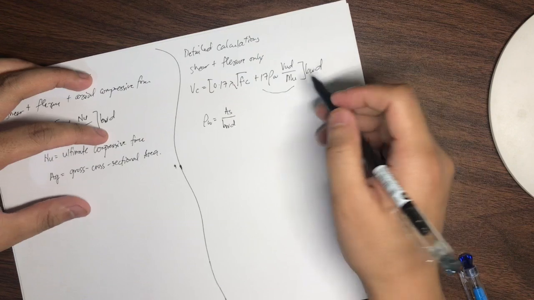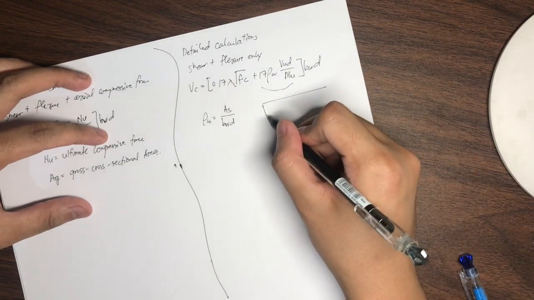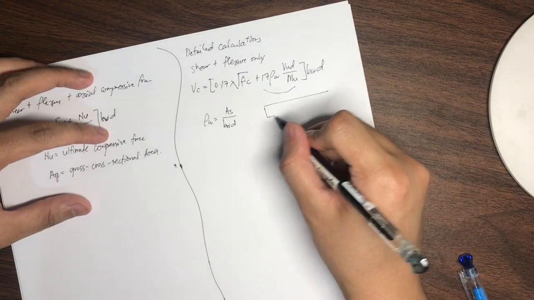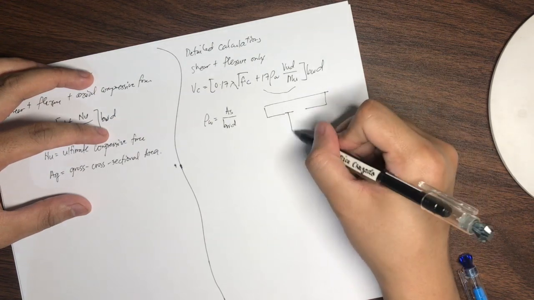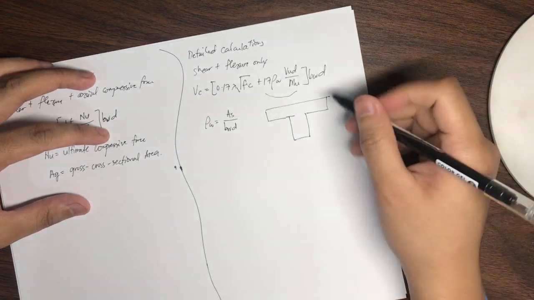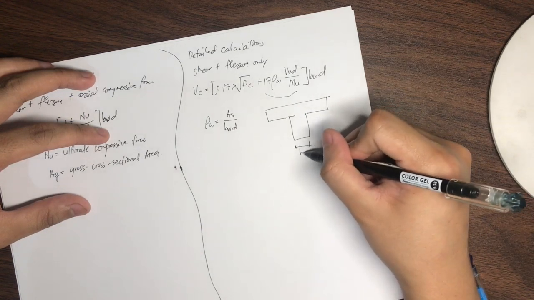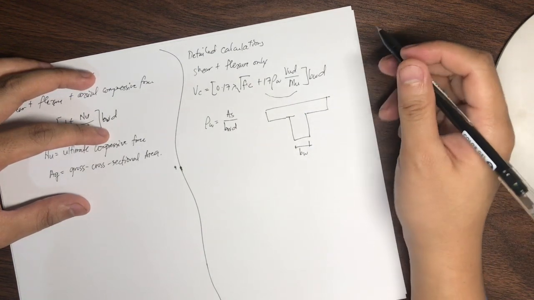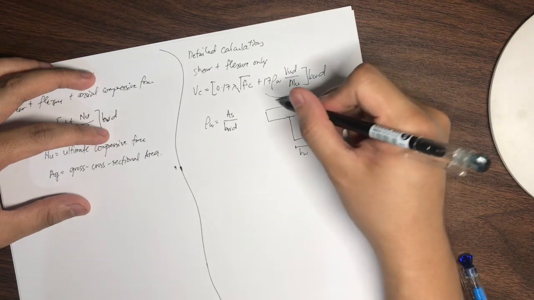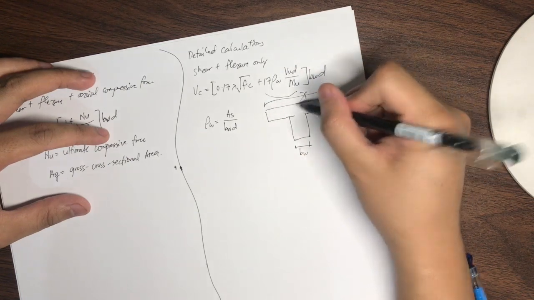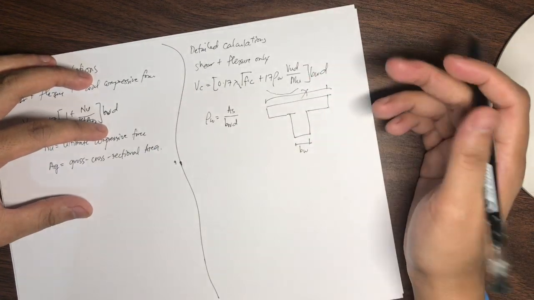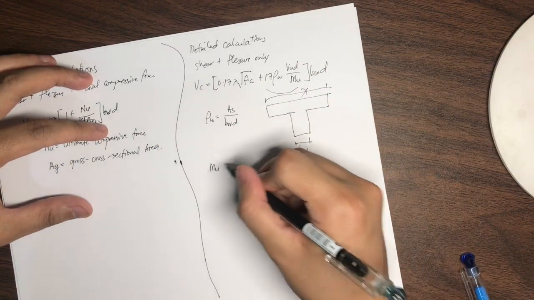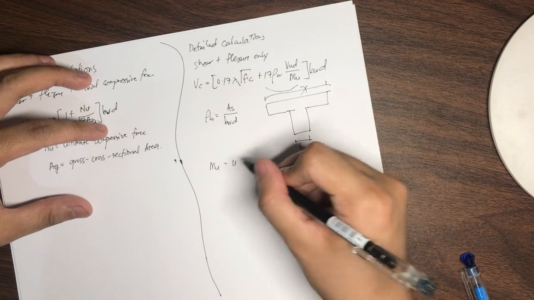There is a subscript w to show that if you will be given a T-section, you will just be using the width or the breadth of the web member and not the whole flange member. And then we have your Mu, which is your ultimate moment.